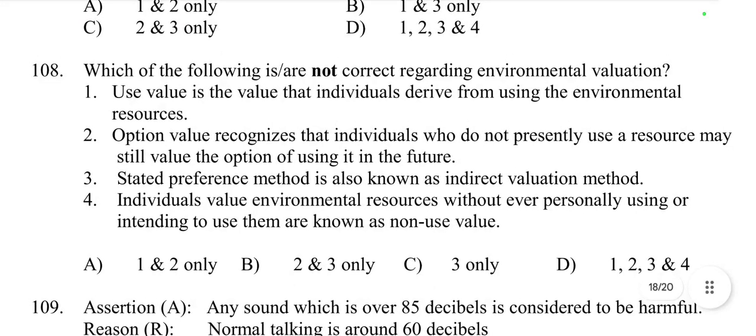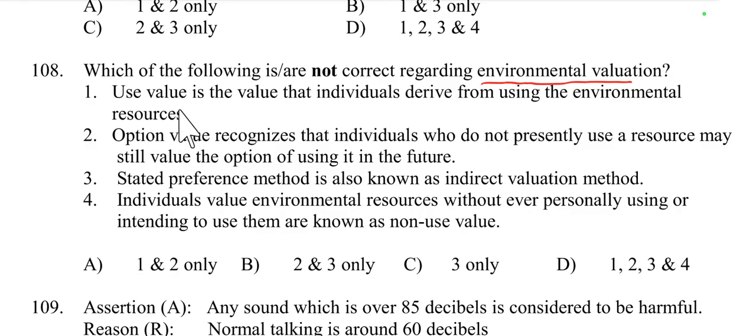Then question number 108. Which of the following are not correct regarding environmental valuation? So you have to find out the wrong concept about the environmental valuation method.